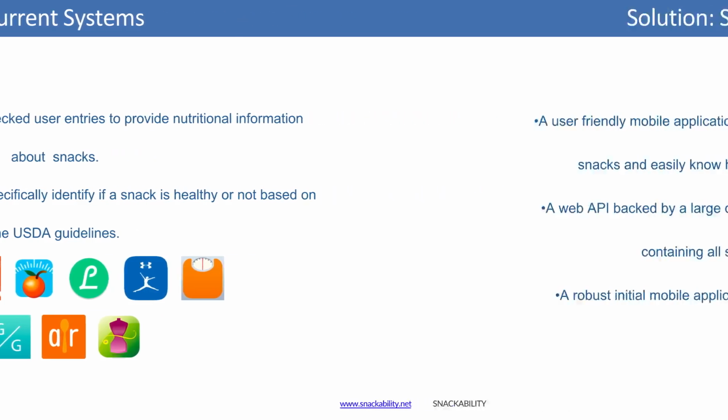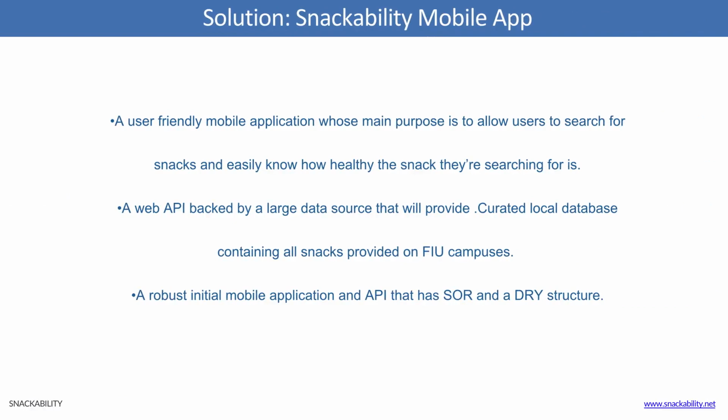So, with that in mind, we decided to build Snackability, a user-friendly mobile app whose main purpose is to allow users to search for snacks and easily know how healthy a snack that they're searching for is. We built a web API backed by a large data source and a curated local database. The large data source is the USDA's branded food and standard reference database, as well as a database we built with the Department of Dietetics and Nutrition.